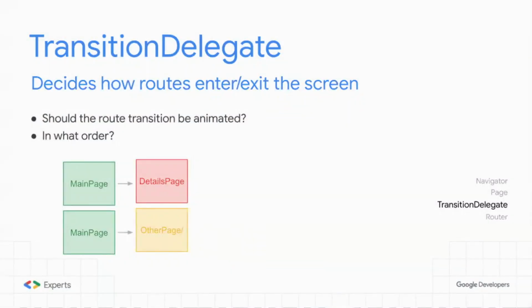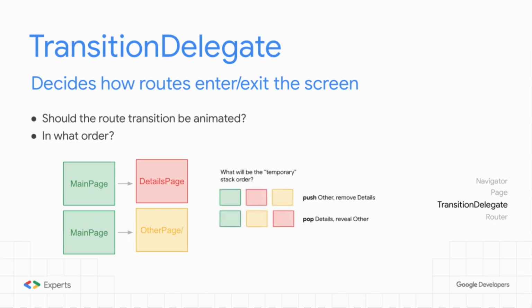The next important part is the transition delegate, and this class is deciding how routes should enter or exit the screen. So this is another example to show you. We have our main page on the stack, and then we have our details page on top. What we want to do is change the details page to the other page, and how the animation should look like in this case. So let's look at the possible options. We have two possible options for how the animation should look.